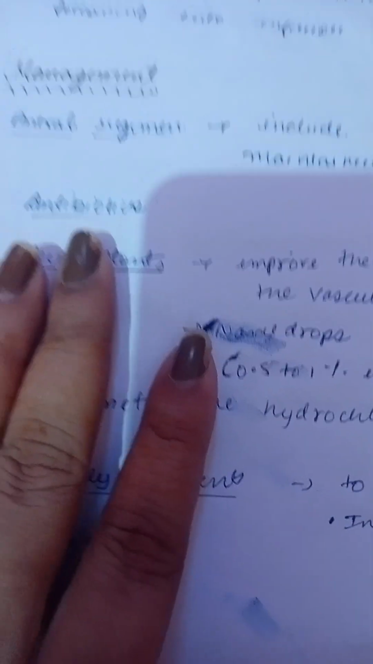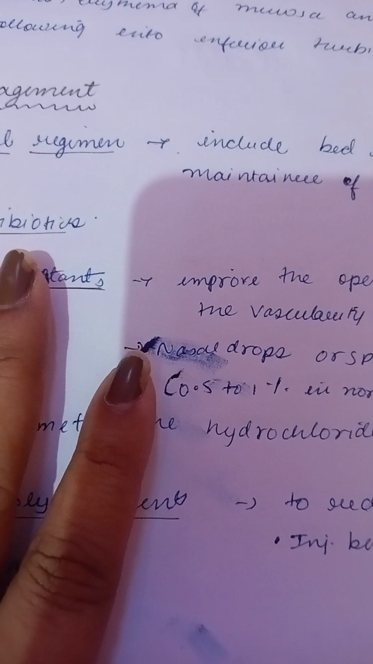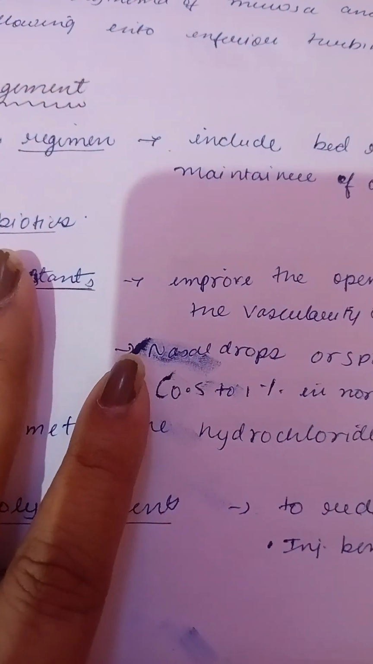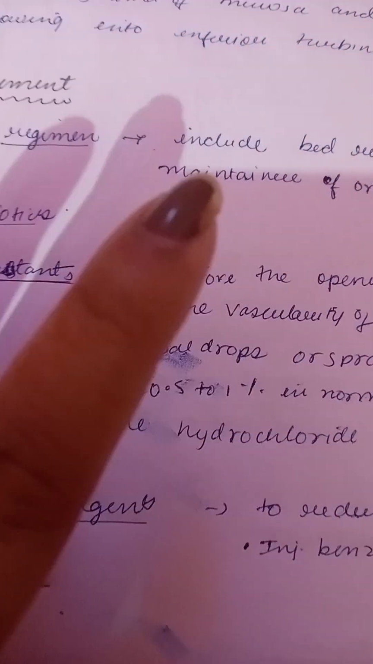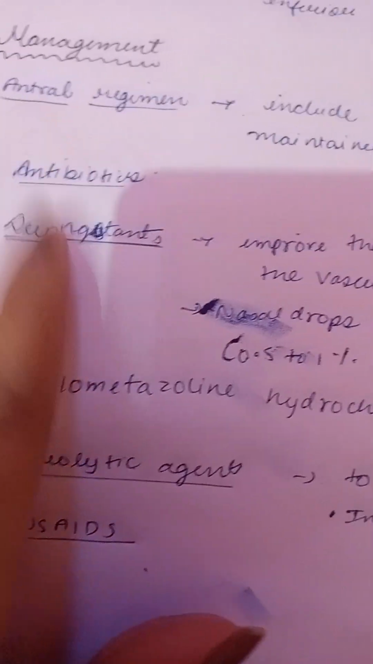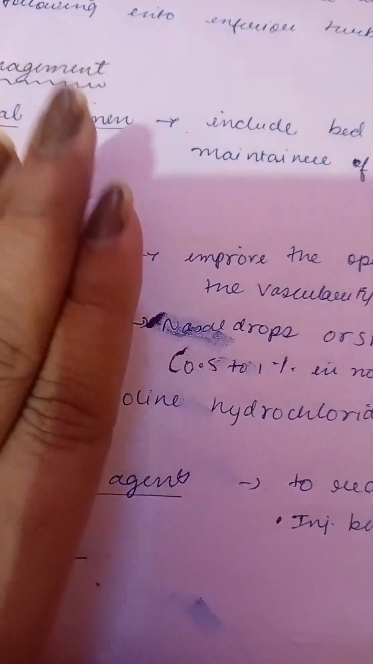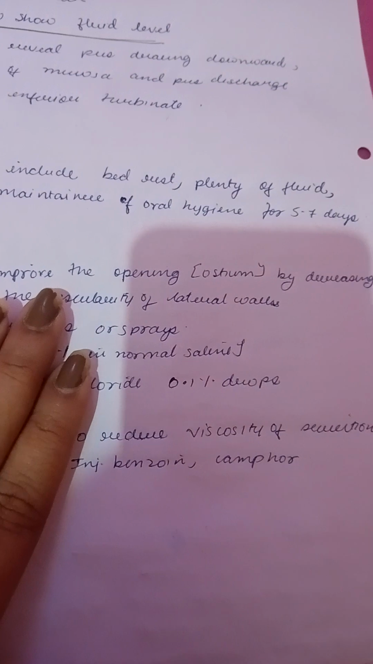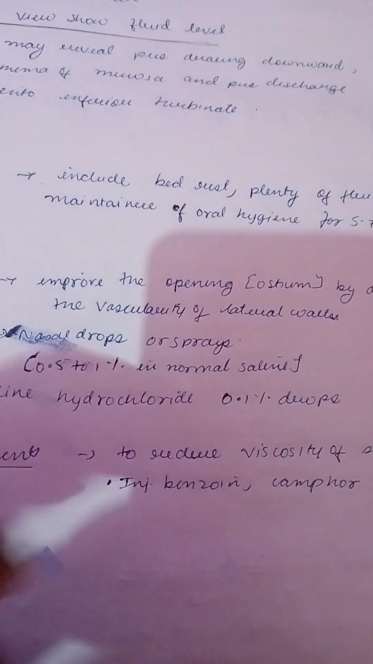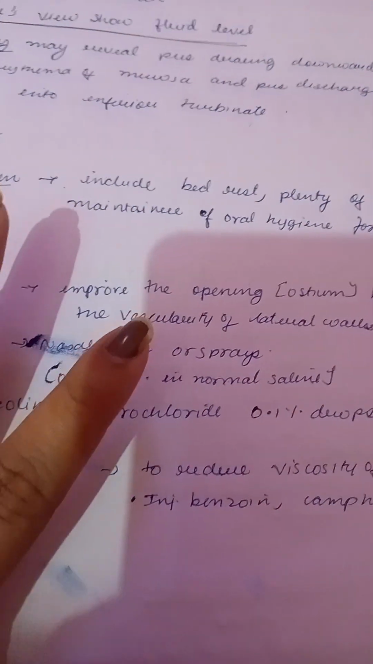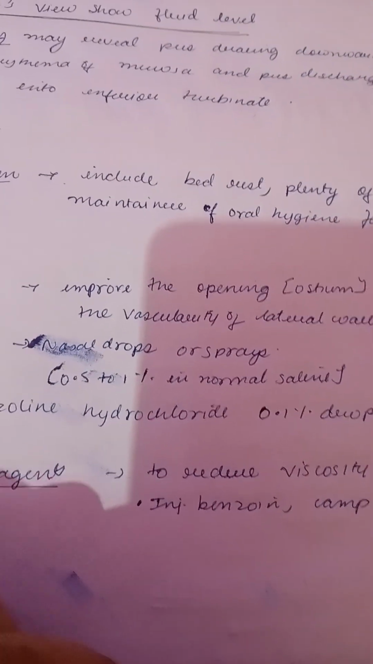Then antibiotics of choice: either we can go for cephalosporins, or clindamycin, or any penicillin. Decongestants. What do decongestants do? They improve the ostium opening by decreasing the vascularity of the lateral walls, so that the fluid which is accumulated can be discharged easily, so there is no heaviness.